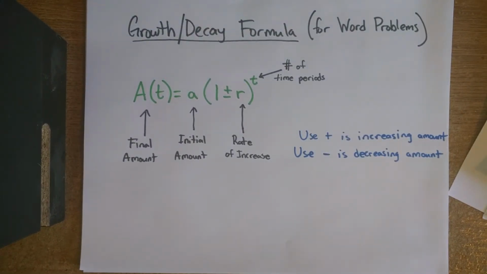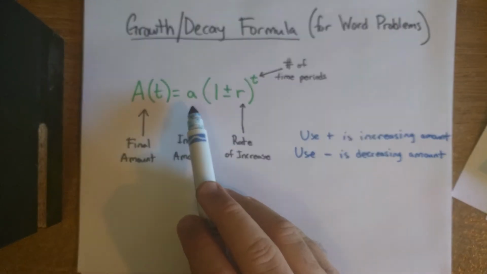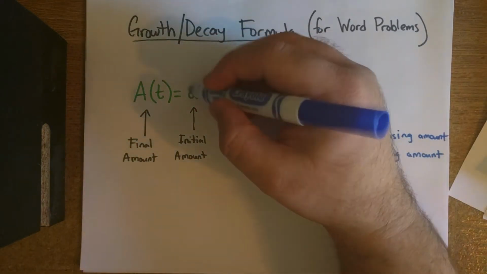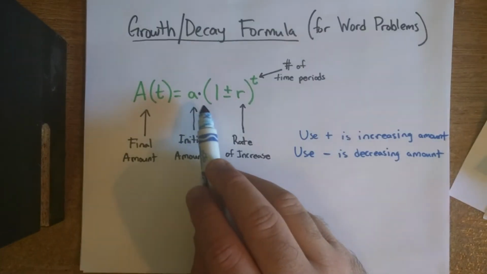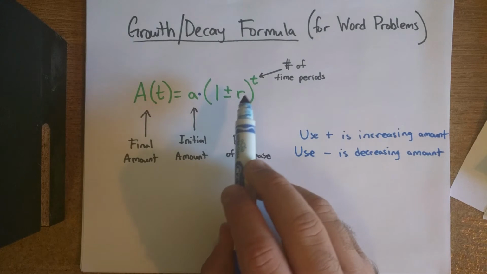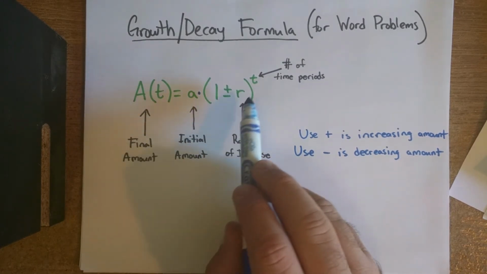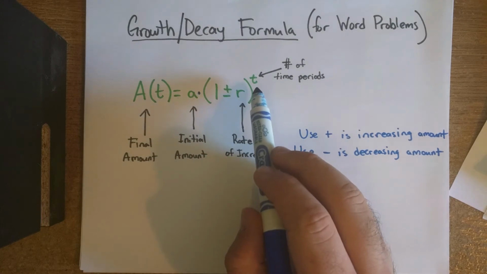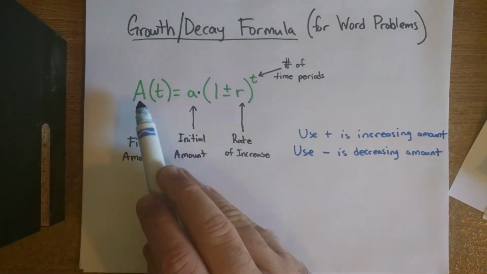Here's the growth and decay formula for word problems. So we have A of t equals a times, and if you want, you can put a little dot there. You don't have to, but that is read as a times all of this. And what is this? This is 1 plus or minus r, and then this parentheses is raised to the power of t.